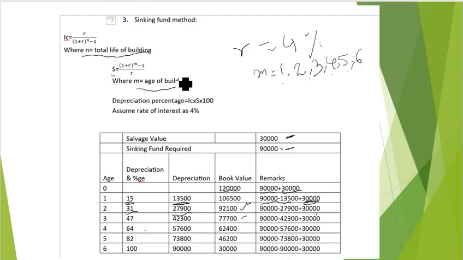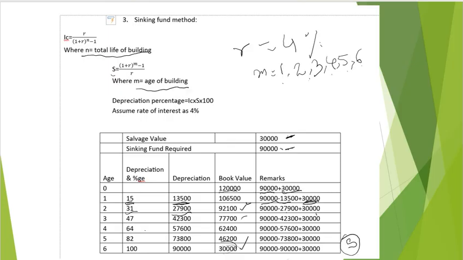90,000 minus 73,800. 82% of 90,000 is 73,800, plus 30,000. So this amount will be 46,300. At the end of the sixth year, 100% will be the depreciation, meaning 90,000 will be the depreciation. 100% of 90,000 is 90,000, so you will be having 30,000. 90,000 minus 90,000 plus 30,000, you will be left with an amount equal to the salvage value.